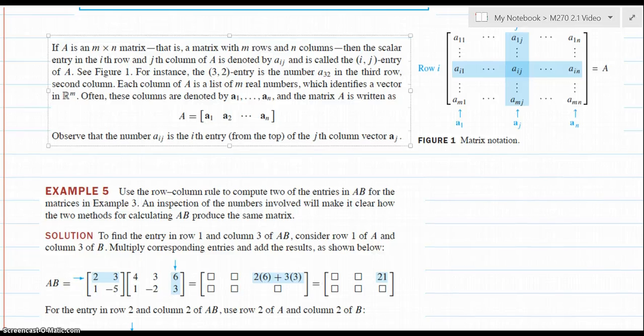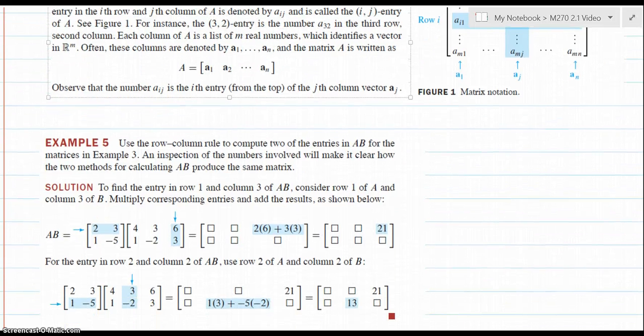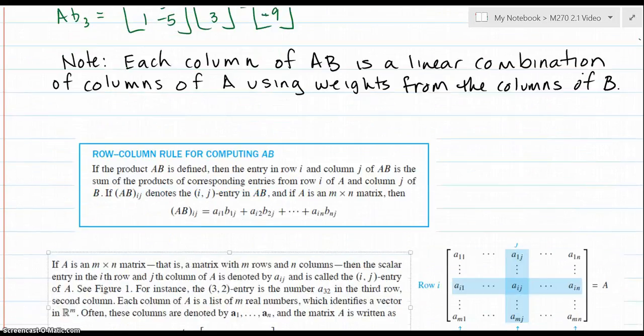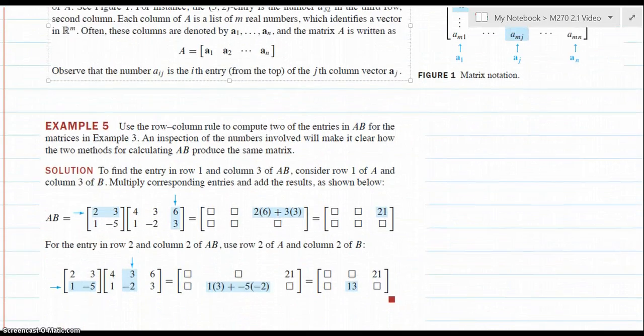So let's look at example 5, which is really taking that same A and that same B that we did in example 3. So we can see if we get the same answer. There it is. Example 5 is the same numbers, and we are going to now do this a new way, a shortcut, as you will. Use the row column rule above to compute 2 entries for AB. An inspection of the numbers involved will make it clear how the 2 methods for calculating AB produce the same matrix. So we're going to just do 2.